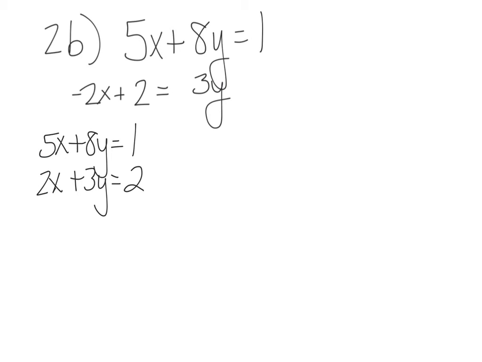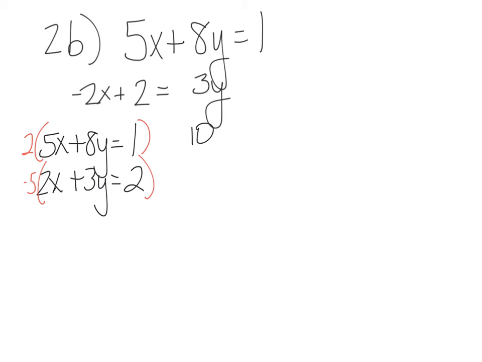Since with 3 and 8, I can't just multiply 3 by 2 or 3 by 3 to get 8, I'm going to actually change the x's into 10 and negative 10. If I multiply this first equation by 2, that gives me positive 10x. So the second equation I'd have to multiply by negative 5. Now, could I have multiplied the top equation by negative 2 and the bottom by 5? Absolutely. But let's multiply these.